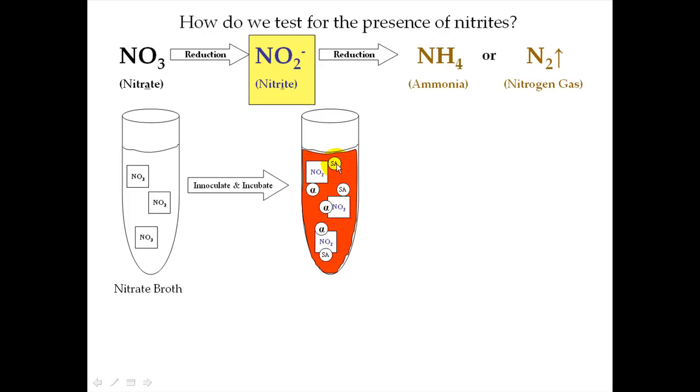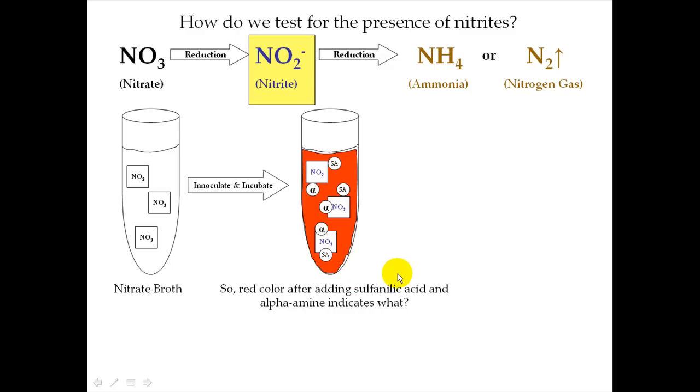Right? So if you add the sulfanilic acid and the alpha-naphthylamine and you see a red color, that means that there are nitrites in the tube. And if there are nitrites, NO2, in the tube, then it indicates that the nitrate, NO3, that was there to begin with, was reduced by the bacteria. And so this is a positive result. This tells you that your bacteria are indeed able to reduce nitrates.